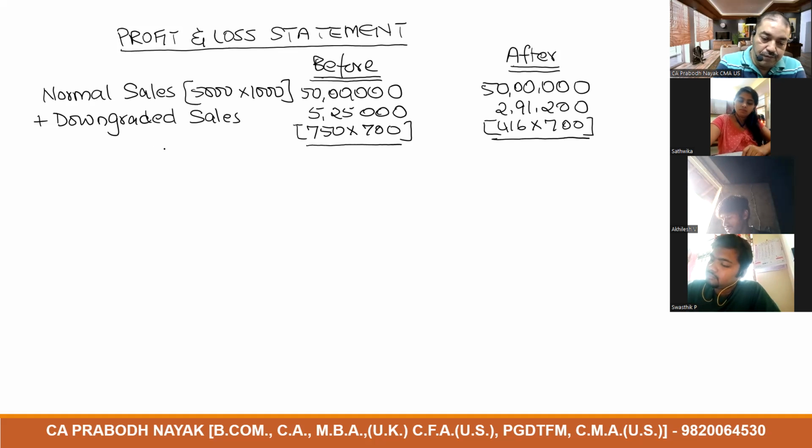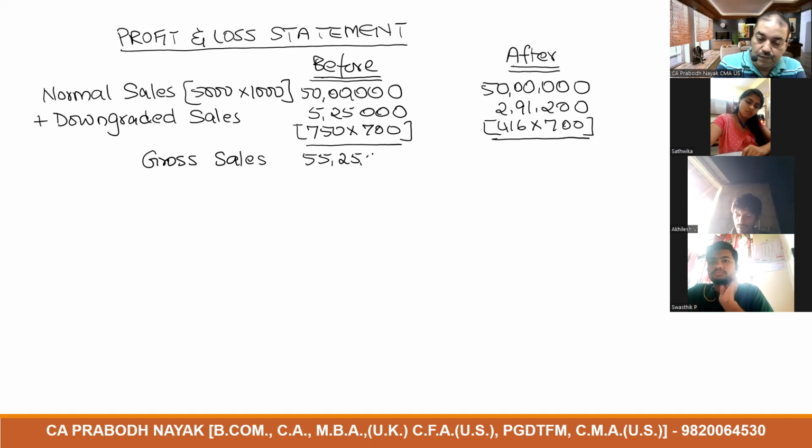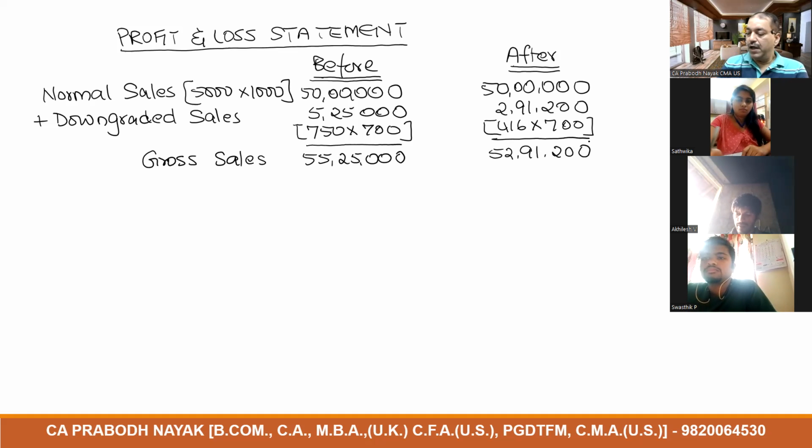Right, total sales or gross sales: ₹55,25,000 before implementation, and 52,91,200 after implementation. Less all the costs.